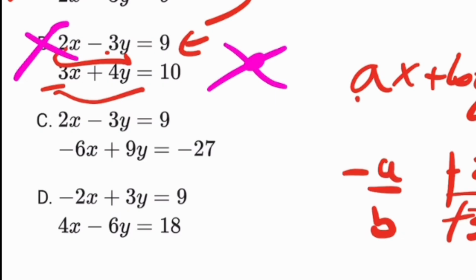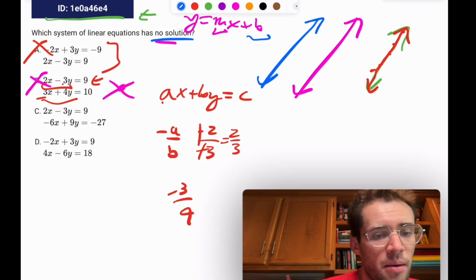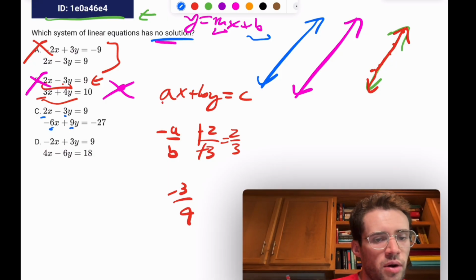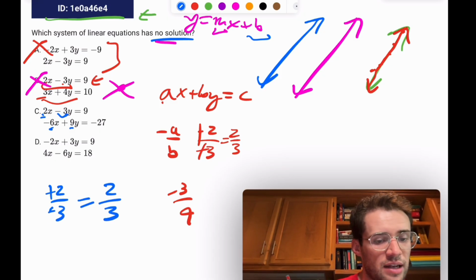For option C here, we have 2x minus 3y equals 9, and negative 6x plus 9y equals negative 27. So in this case, this is why I made sure not to say they need to have the same exact coefficients. They don't have the same coefficients, but they are the same proportion. Right? So if we do negative a over b, it would be negative 2 over, the b is negative 3. So negative 2 over negative 3 is positive 2/3. The negatives will cancel out.